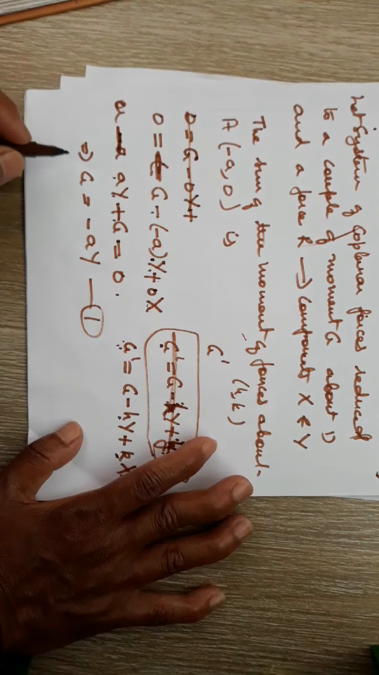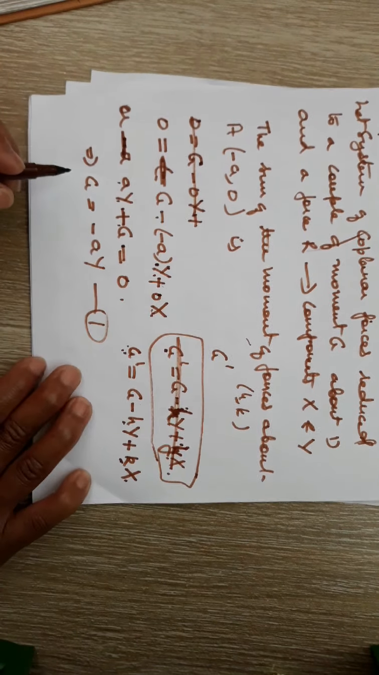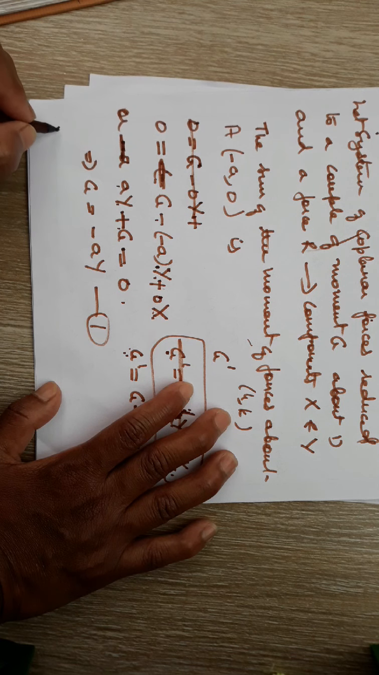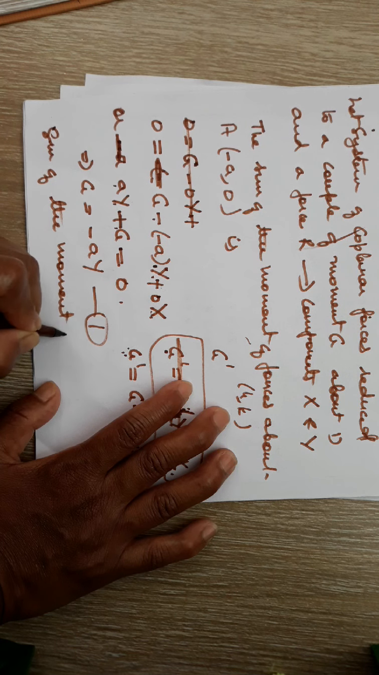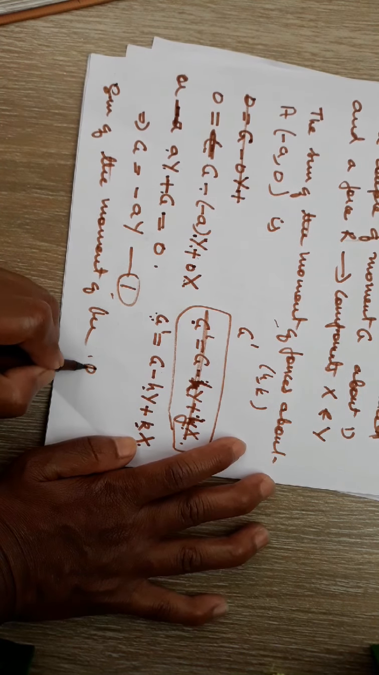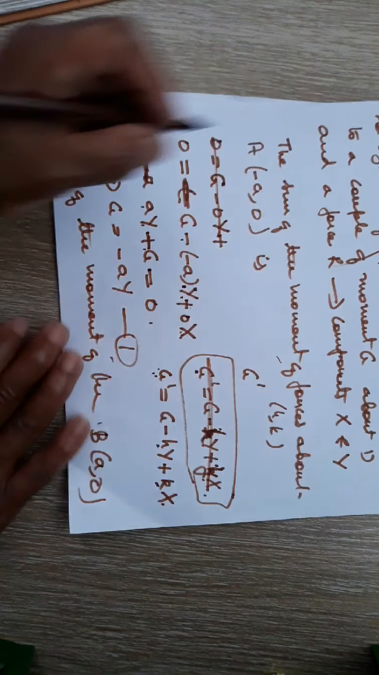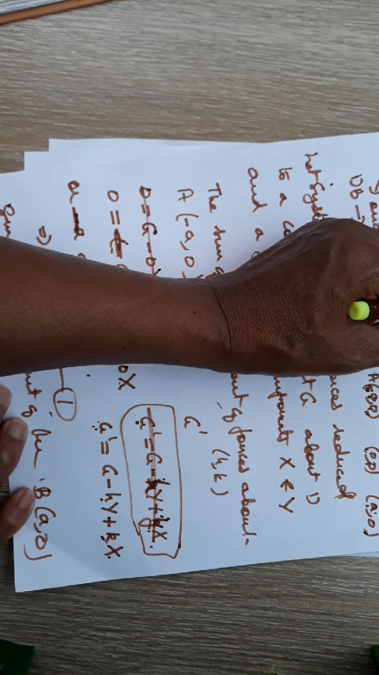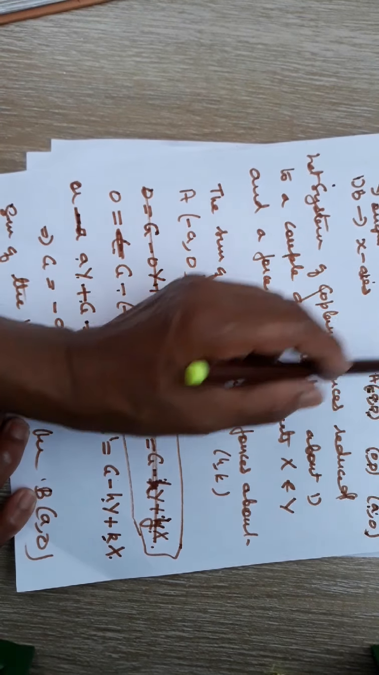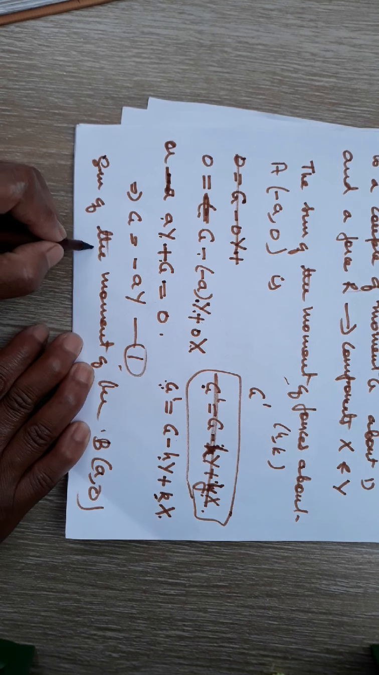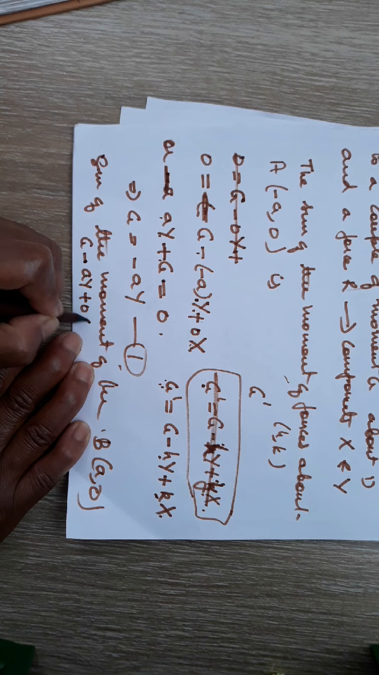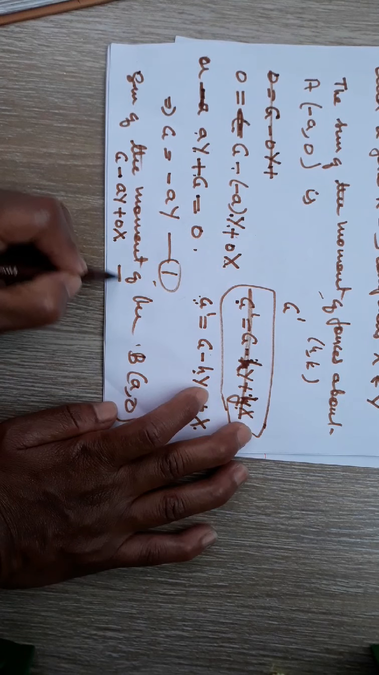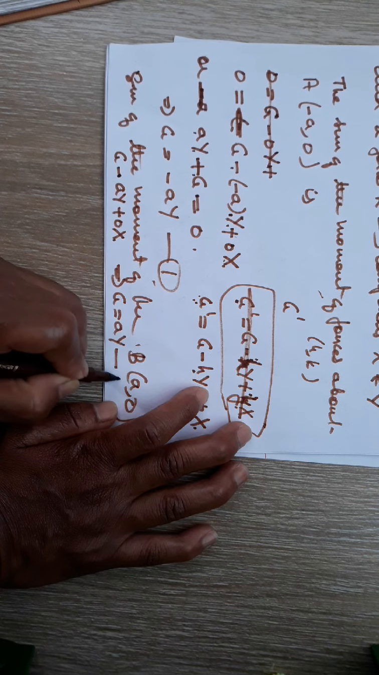Now about the point B, whose coordinates are (a, 0), the sum of the moments of the forces about B will again be zero, because according to the question, the algebraic sum of the moments of the forces about the two points A and B is equal to zero. So we have G minus aY plus 0X, and this implies that G is equal to aY. Name it as equation 2.